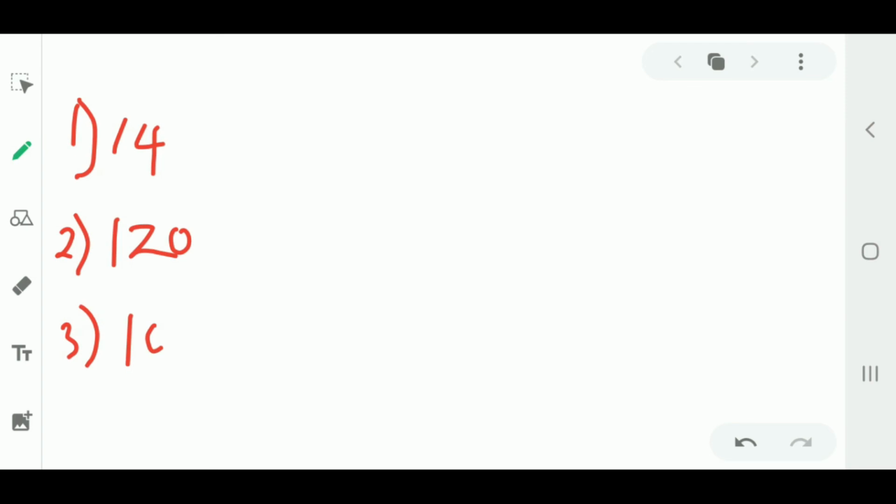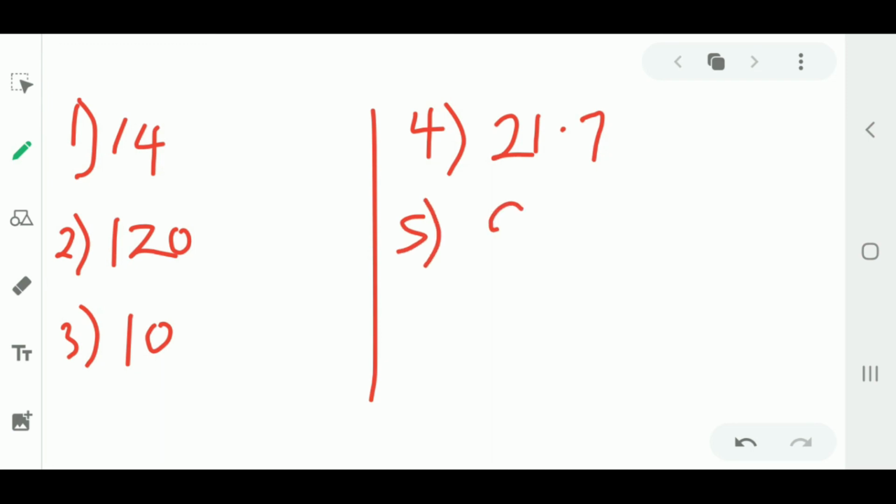So number 1 is 14. Number 2, 120. 3 is 10. 4, 21.7. 5 is 9.